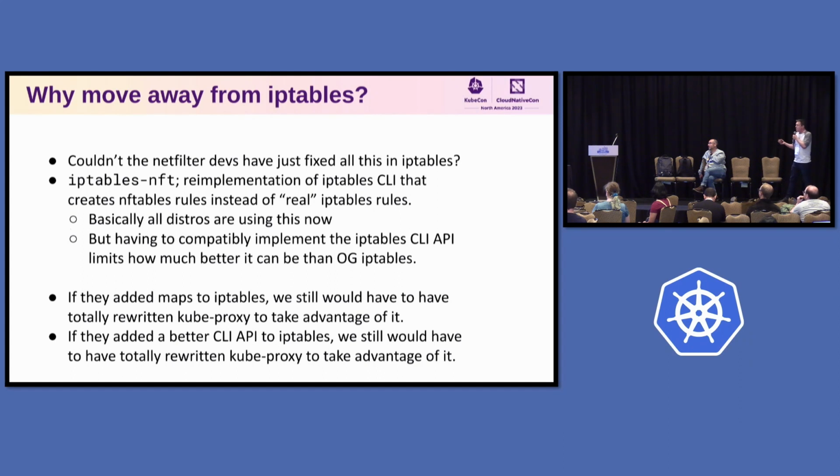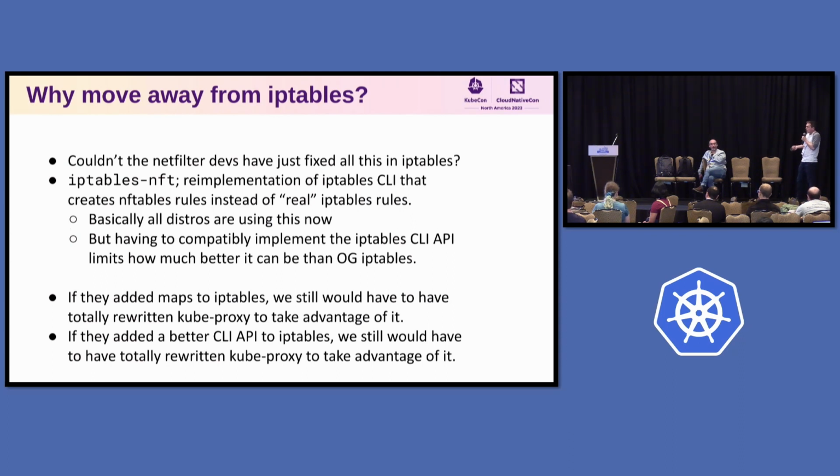So you may remember something about iptables legacy versus iptables NFT, where iptables NFT is a reimplementation of the iptables command line API that, instead of speaking the iptables API to the kernel, creates nftables rules instead. And basically all of the distros are using that now. So the legacy iptables API actually really doesn't even exist anymore. It's still in the kernel, but nobody uses it.